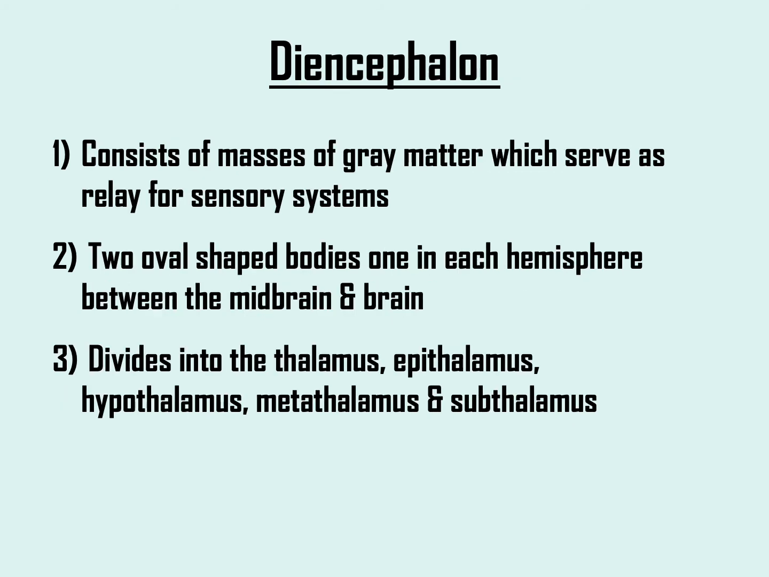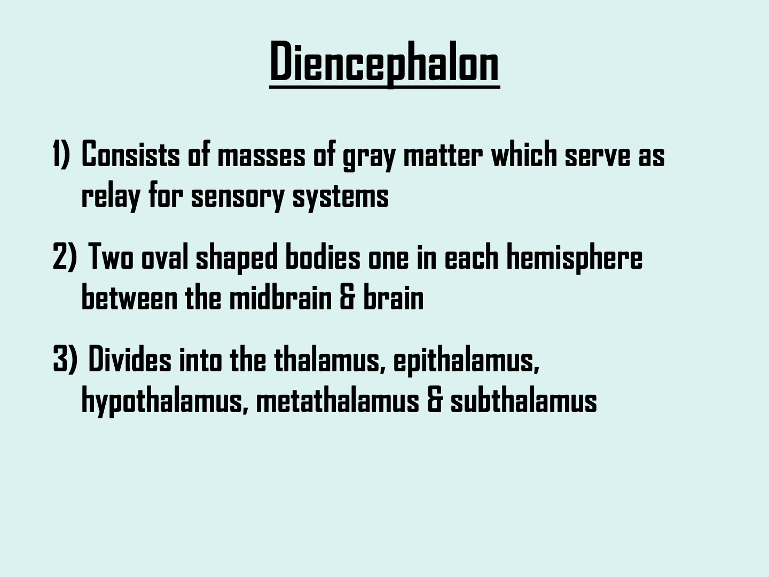The diencephalon. All right, you should really know that by now because we covered it in related procedures because it's so important when it comes to visual and auditory evoked potentials. Okay, so it consists of masses of gray matter which serve as a relay station for sensory systems except for olfactory. It lies between the midbrain and the cerebral hemispheres. It's involved with coordination and regulation of activity within the entire central nervous system.